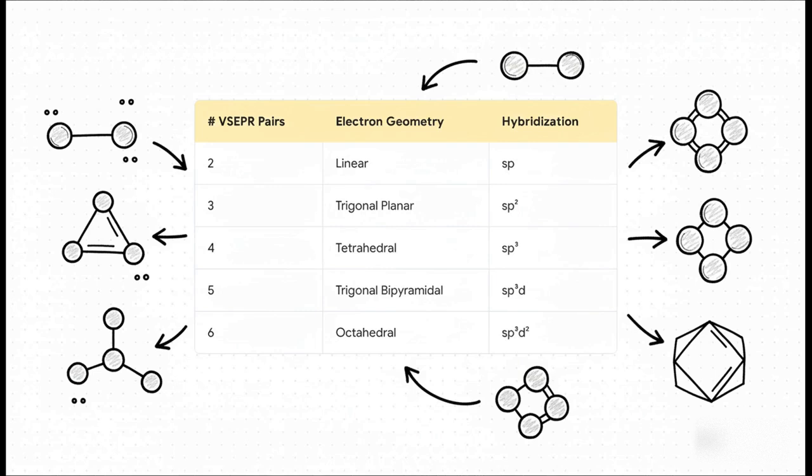It connects everything. Step 1, draw the Lewis structure. Step 2, count the electron domains. Again, that's atoms plus lone pairs around the central atom. Step 3, just match that number to the chart. 2 domains, it's sp. 4 domains, sp³. 6 domains, sp³d². It's that simple. A direct link from the shape to the hybridization.